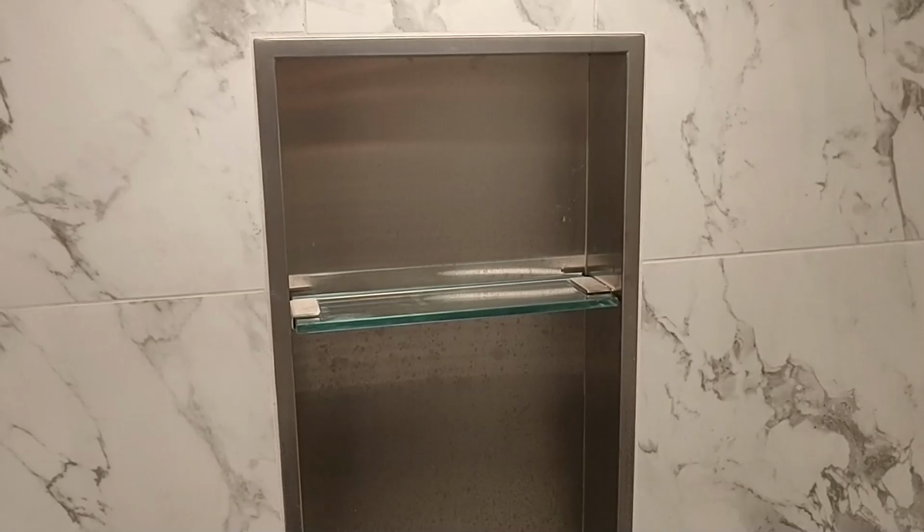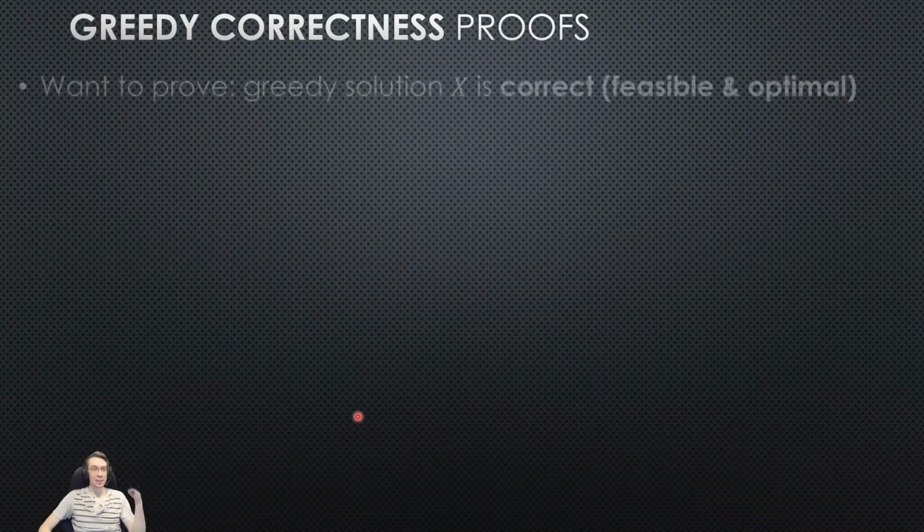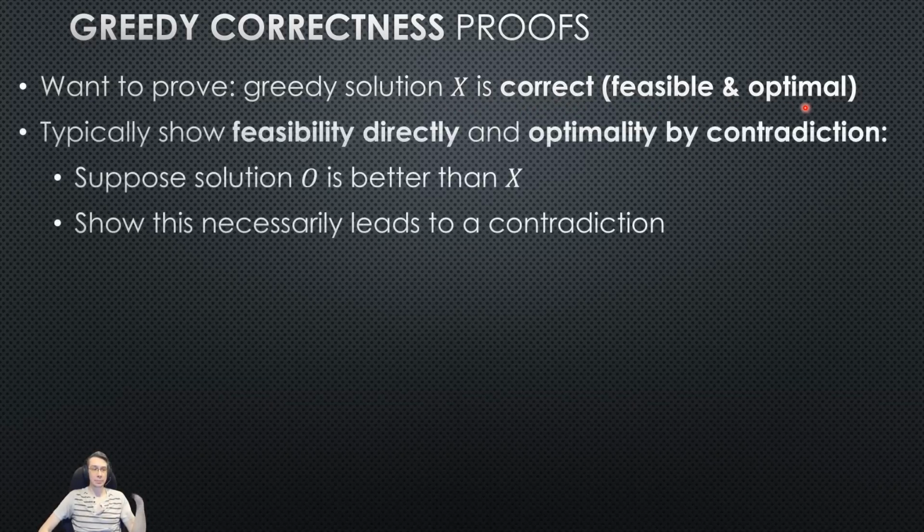Well, back to work. So let's do some greedy correctness proving. I want to outline first at a high level how greedy correctness proofs are usually structured, and then give, of course, the concrete example. So a greedy solution x is correct. That's what we want to prove. And correct just means feasible and optimal. We typically show feasibility directly, along the lines of what I just showed you, and optimality by contradiction, usually.